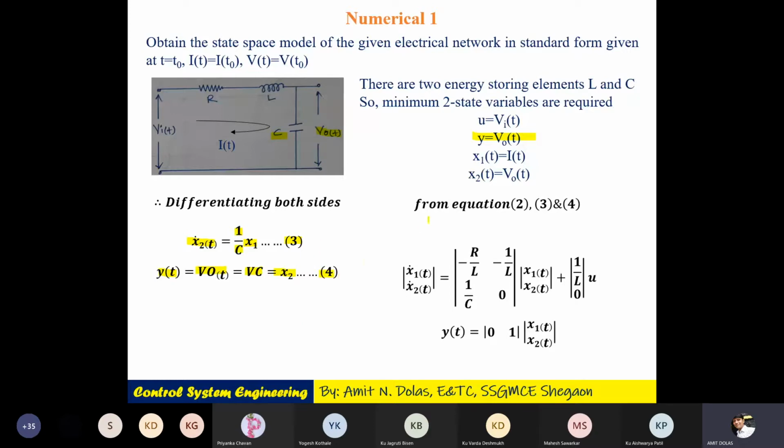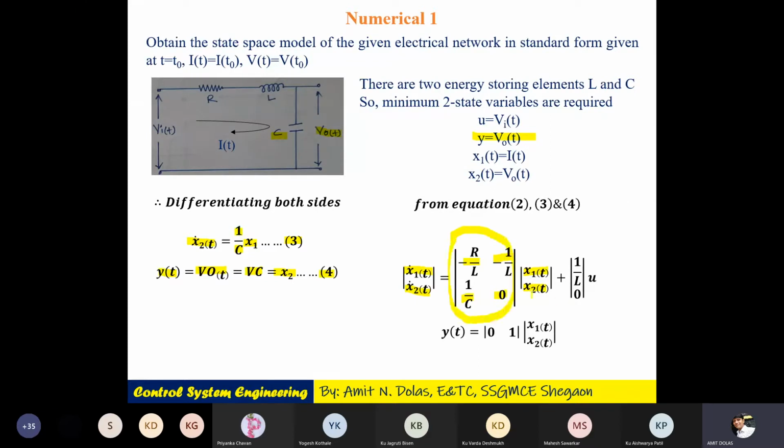And from these equations, we got this term, that is x dot 1 and x dot 2. We wrote it in matrix form, then kept all the values. You may easily write this. These are the states. This is the system matrix.